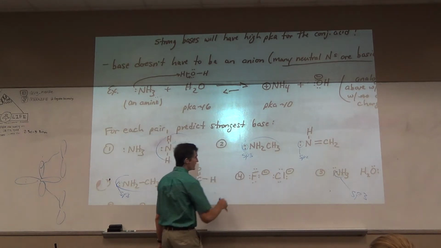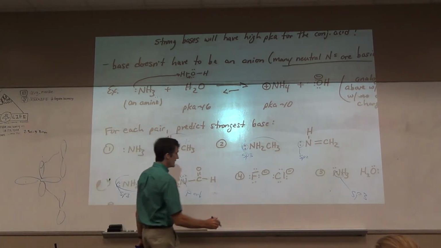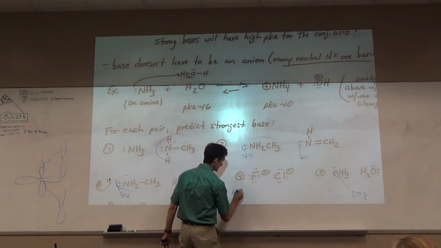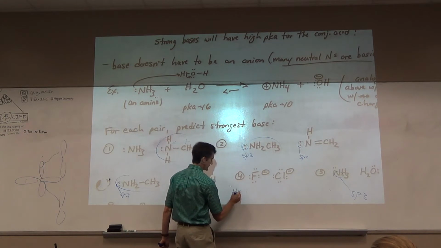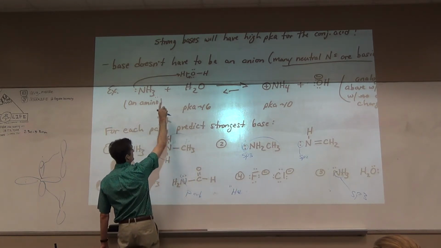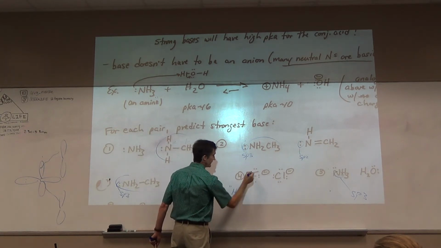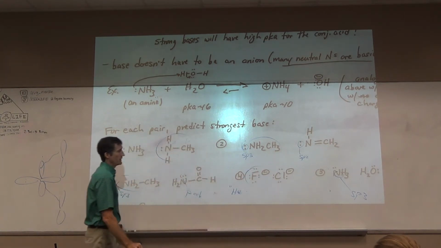Which one of these wants to go back to neutral more then? F minus wants to go back to neutral more. It's not as stable, so it sees an H plus. I put this in quotations because it doesn't actually exist. It's a partial plus. It's going to be more eager to get this and go back to neutral HF. That's a stronger base.